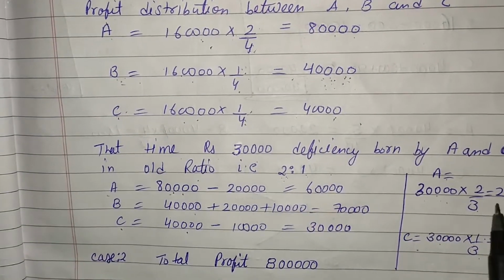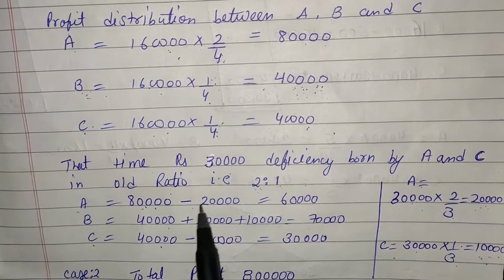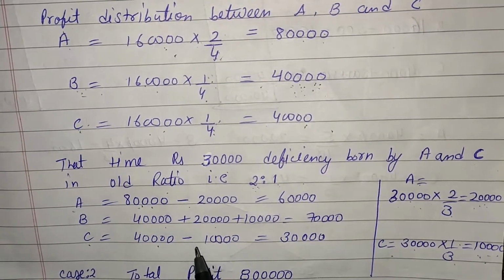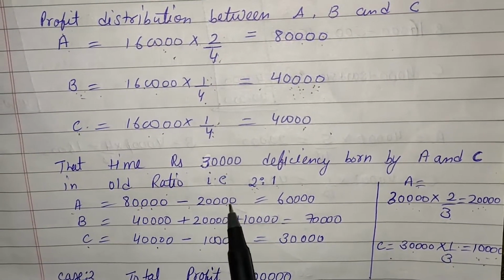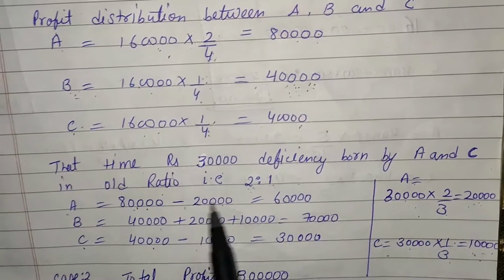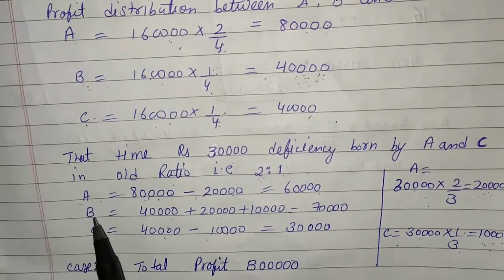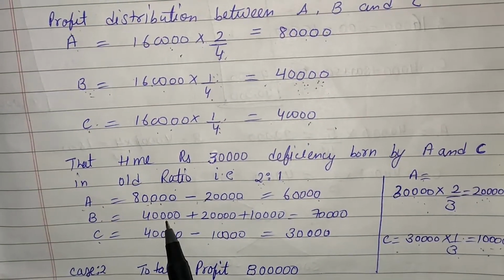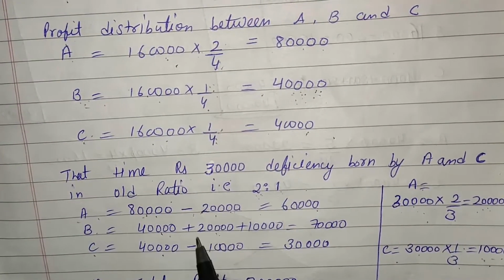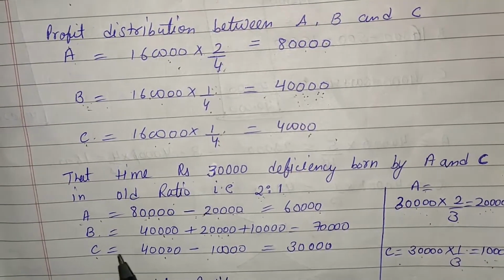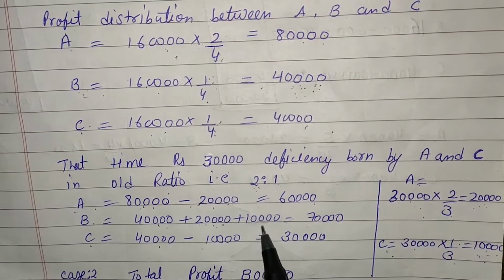Now the deficiency borne by A and C will be reduced from A's column and C's column. 80,000 minus 20,000, which we already calculated: 80 minus 20 is 60. Then A will get 60,000. B's 40,000 we calculated previously. Now the deficiency that A bore, 20,000, and the deficiency borne by C, that is 10,000, is also taken by B.